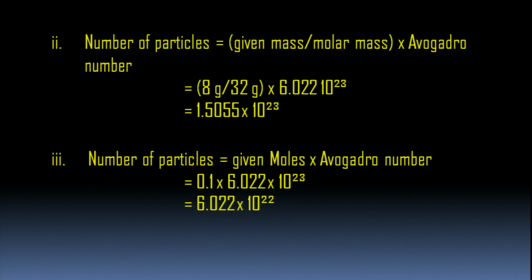8 by 32, it comes out to be 1 by 4 into 6.022 into 10 to the power 23, and it becomes 1.5055 into 10 to the power 23. Okay. Now, the third part is 0.1 moles of carbon atom. 0.1 mole of carbon atom. Number of particles, 1 mole of carbon atom has 6.022 into 10 to the power 23. Okay, 0.1 mole means just into 0.1 it becomes 6.022 into 10 to the power 22.